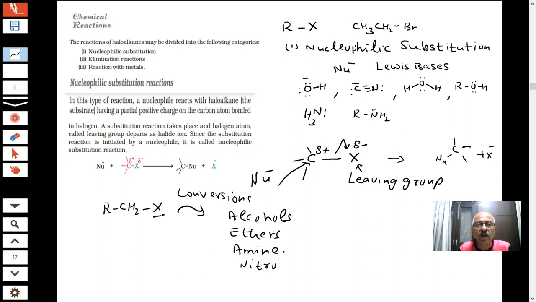So this group is going; this is what we call the leaving group. The coming group is nothing but the nucleophile, which attaches to this carbon. So this bond is breaking, students, and a new bond is formed between the nucleophile and the carbon. That is the meaning of substitution reaction.